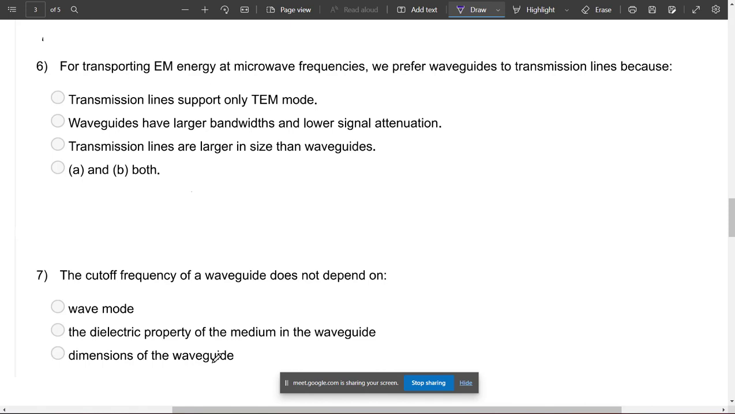Okay, so question number 6. For transporting EM energy at microwave frequency, we prefer waveguides to transmission lines because... So if we have to transport EM energy at microwave frequency, then why do we prefer waveguides instead of transmission lines? Think about it. एक बार सोचो कि क्यों ऐसा होता है कि EM energy को अगर transport करना है at microwave frequency, हम waveguide prefer करते हैं.